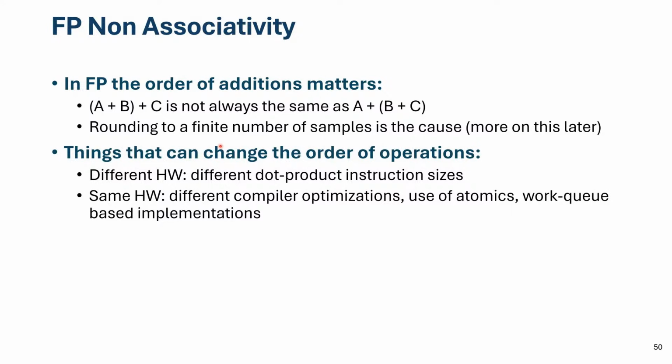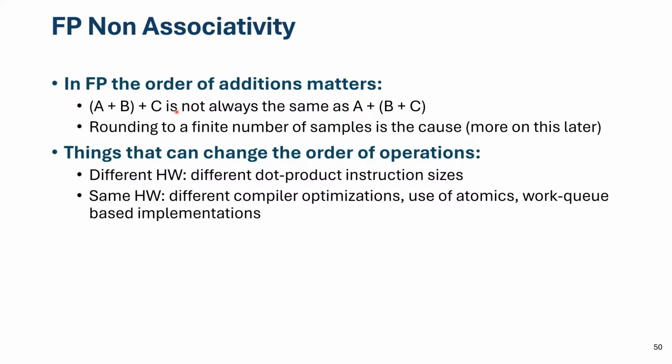For floating point non-associativity, the key observation is that even though in real number algebra the order of additions does not matter, so A plus B plus C is the same as B plus C plus A, in floating point it is not. That's because you have a finite number of bits and finite precision. And it's the rounding of intermediate values that's causing the differences. We have an illustration that we'll glance at in a sec.